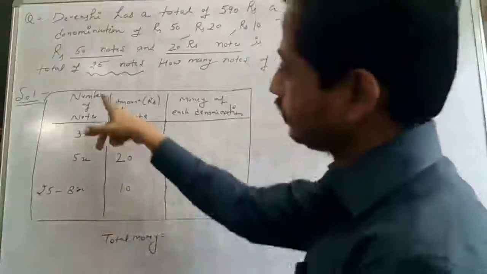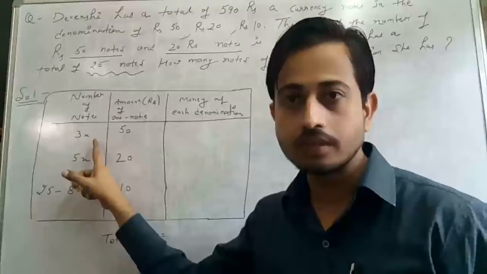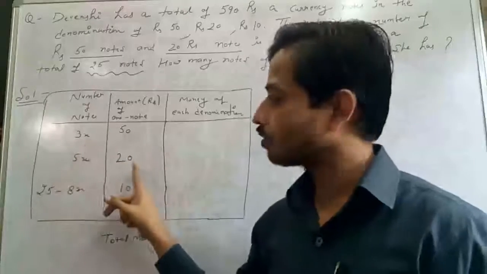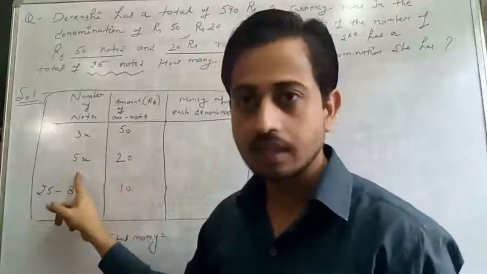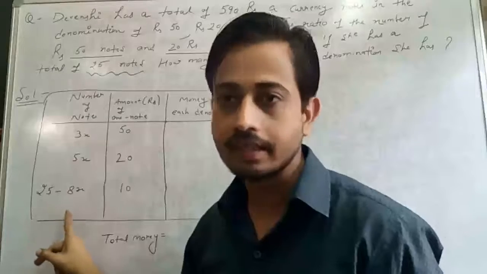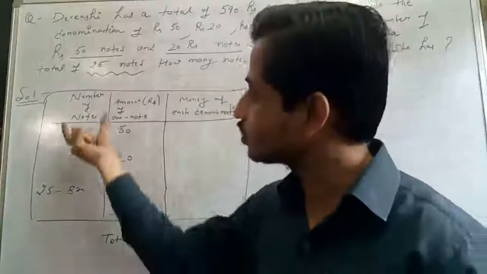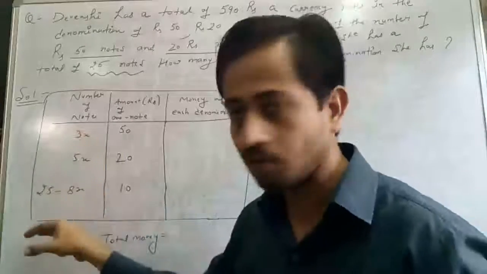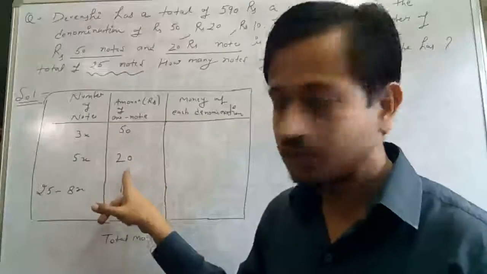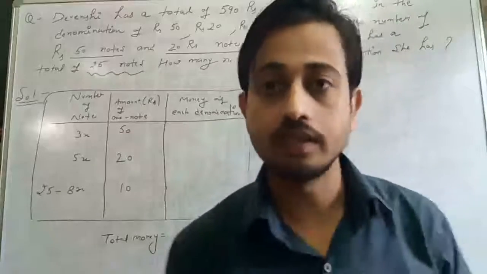We already got the number of notes of rupees 50 is 3x, the number of notes of rupees 20 is 5x, and the number of notes of rupees 10 is 25 minus 8x. Now we have to calculate the money of each denomination. In the first column I have the number of notes, and the value of one note is 50 rupees, 20 rupees and 10 rupees, and we have to calculate the money of each denomination.